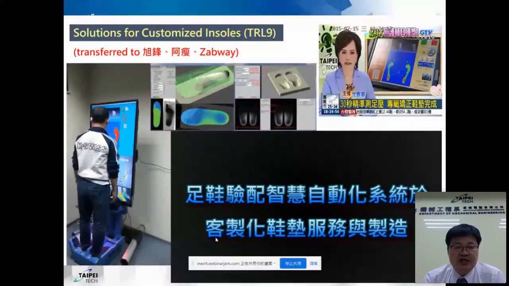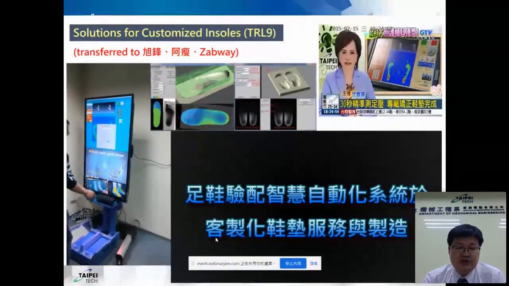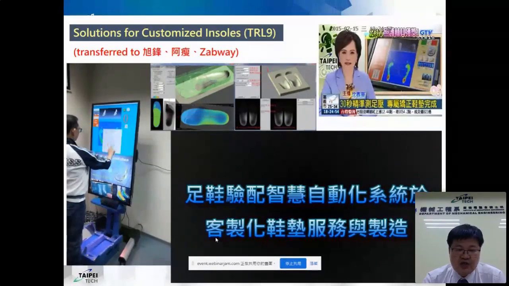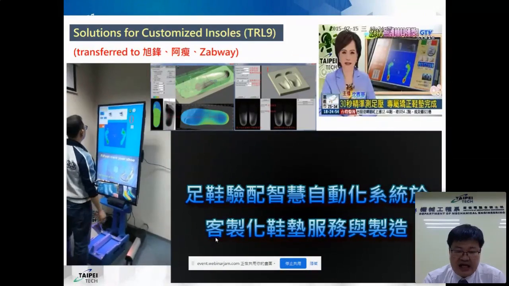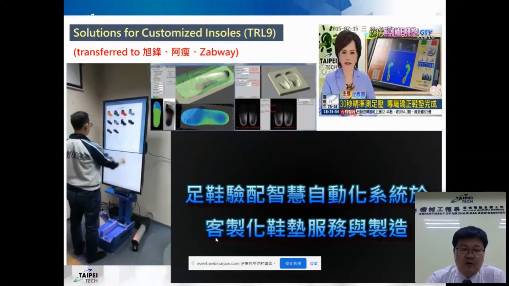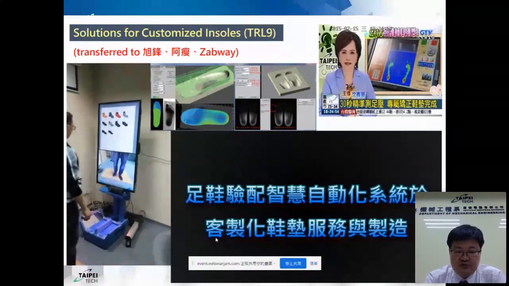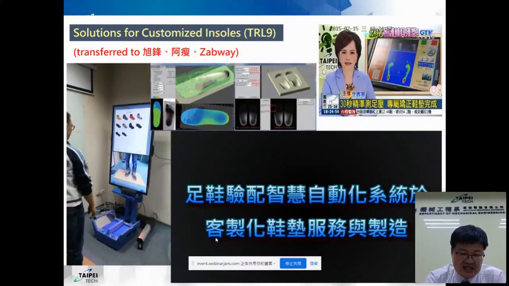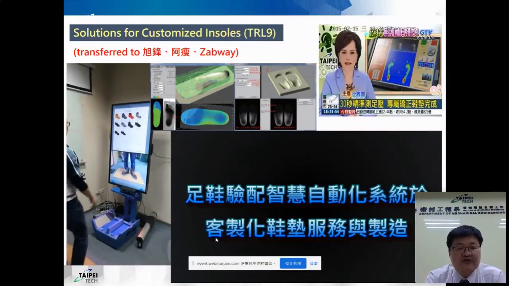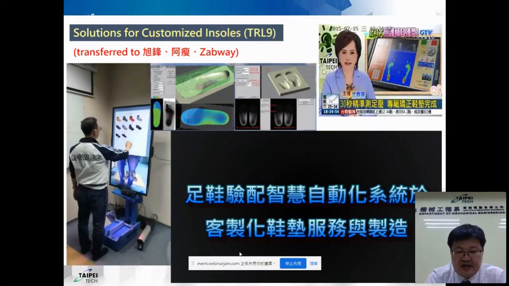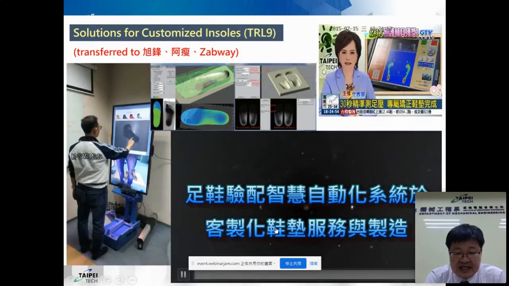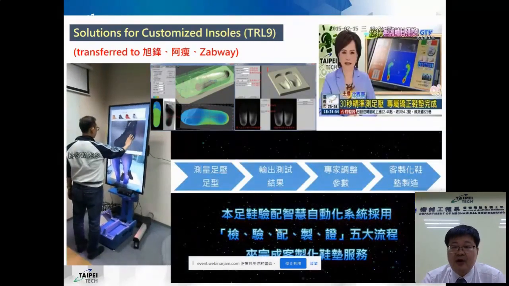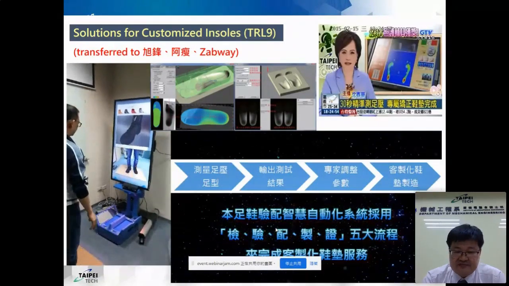So we have a measuring system. We developed this measuring system and the customer just stands on it. It starts measuring and automatically comes out with what will fit your shoe. And we can do AR, not only VR, to simulate the shoe on your foot. And based on this technology, after the scanning and monitoring of the foot, we can come out with some design results.